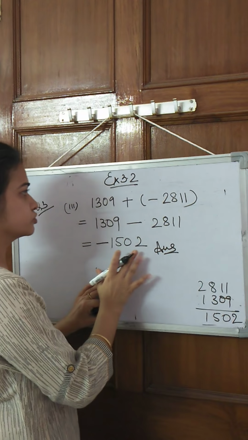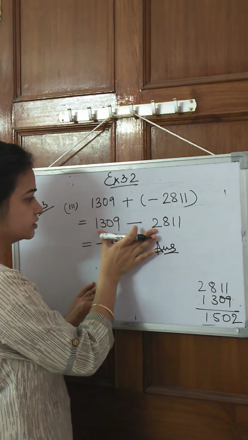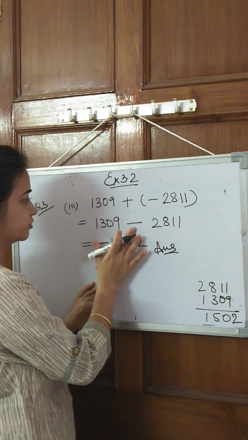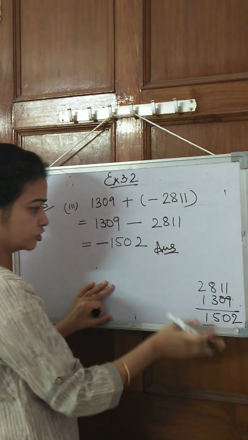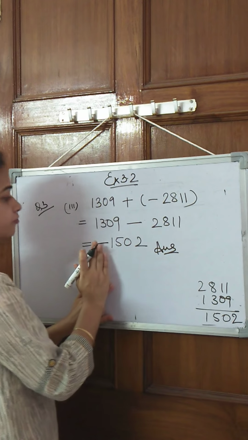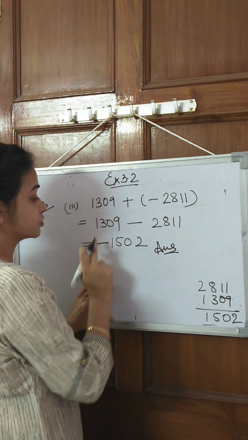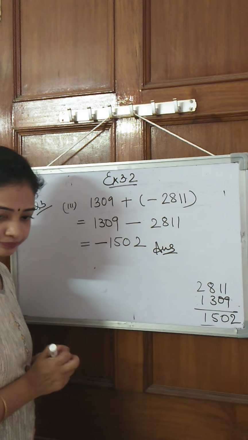So what actually you do, you first solve the bracket, plus minus minus, then you see the two numbers according to the sign of the numbers. Plus minus is minus. So we have subtracted the number. Now after subtracting the number, we put the sign. How we put the sign? We see the bigger number. It is negative. So answer is also negative.